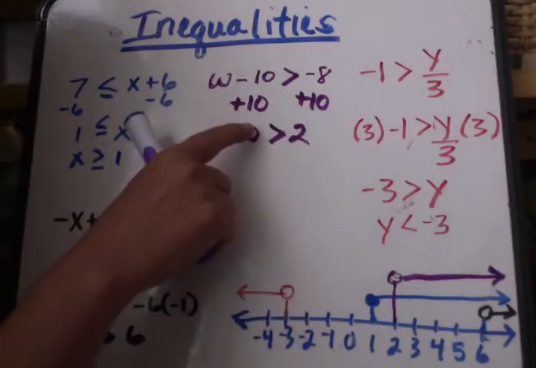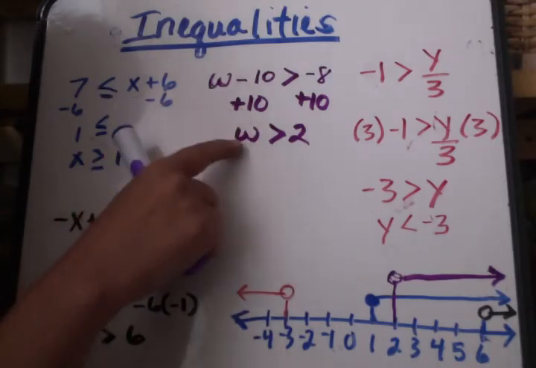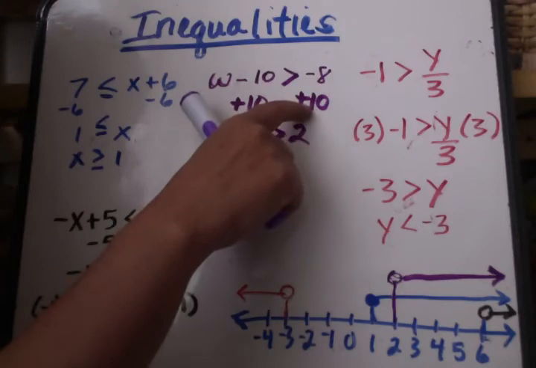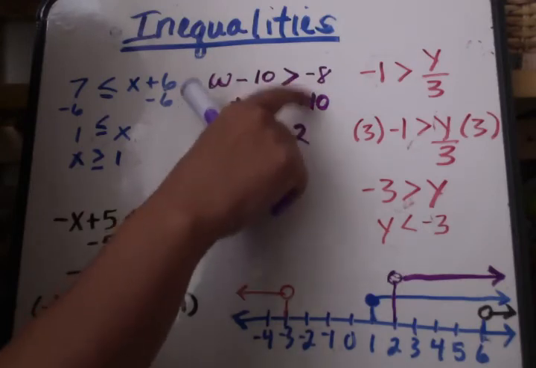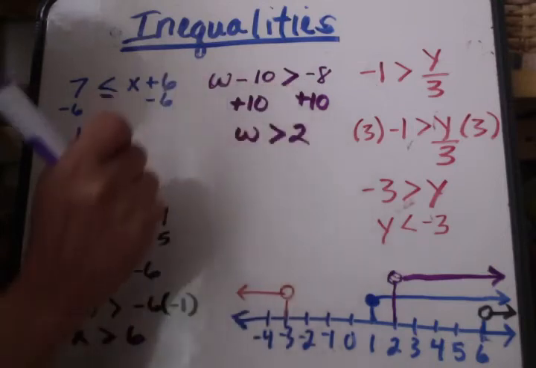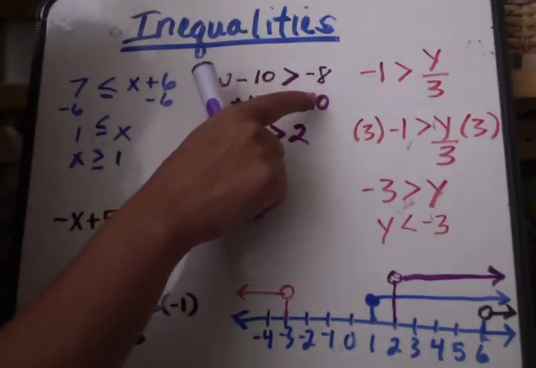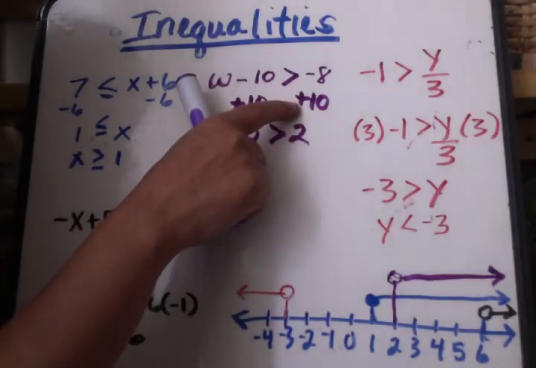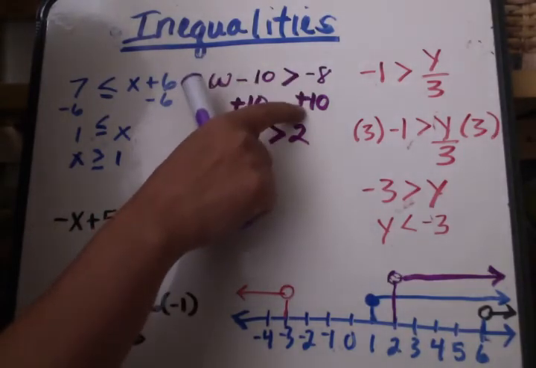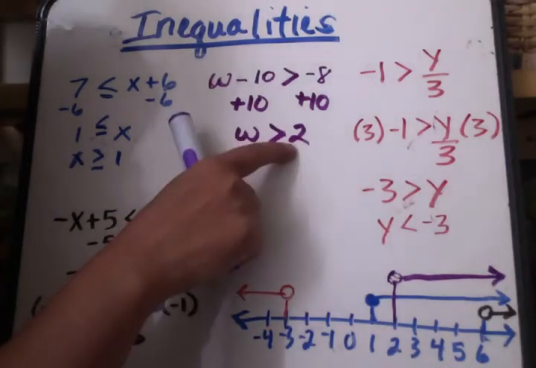And what I get here is negative 10 plus 10 is 0. W plus 0 is just W. So I bring down the W. Negative 8 plus 10 is going to be 2. Remember, you have a negative and a positive, and when you have one of each, you subtract the smaller from the larger. So 10 minus 8 is 2. And then do I have more positives or negatives? I have more positives. There's 10 and there's 8. So I have more positives, so my answer is just 2. W is greater than 2.